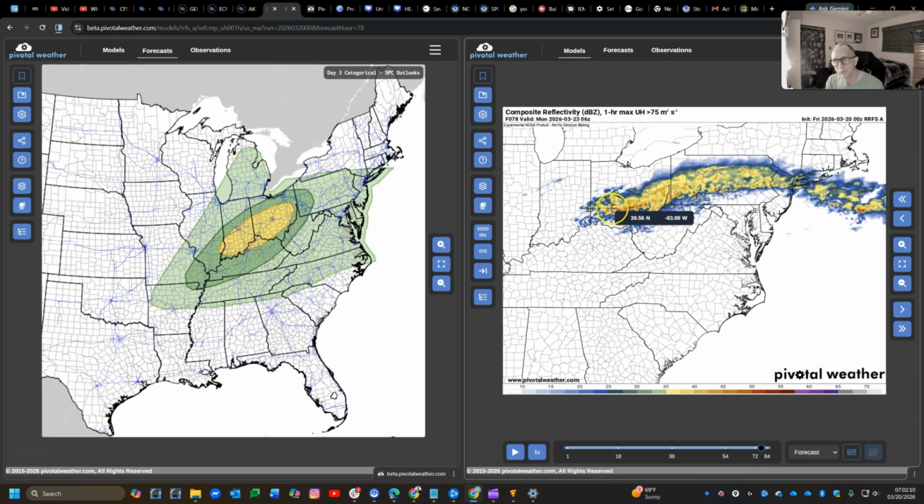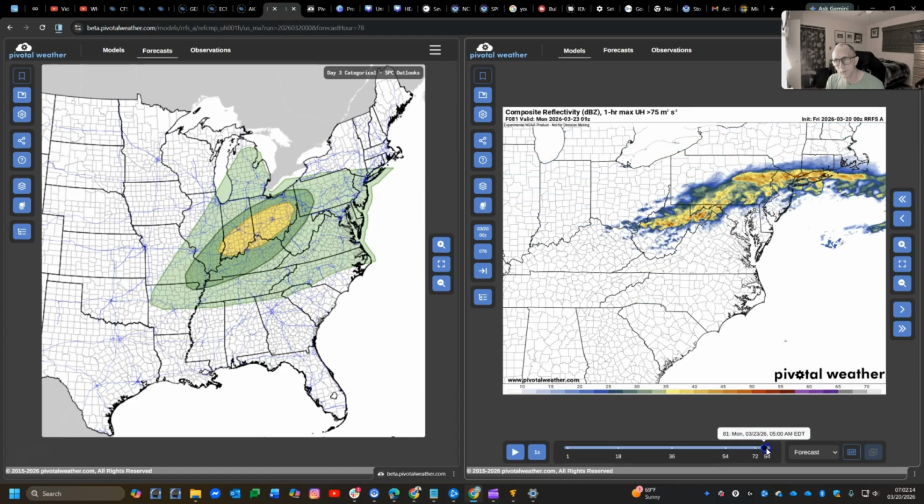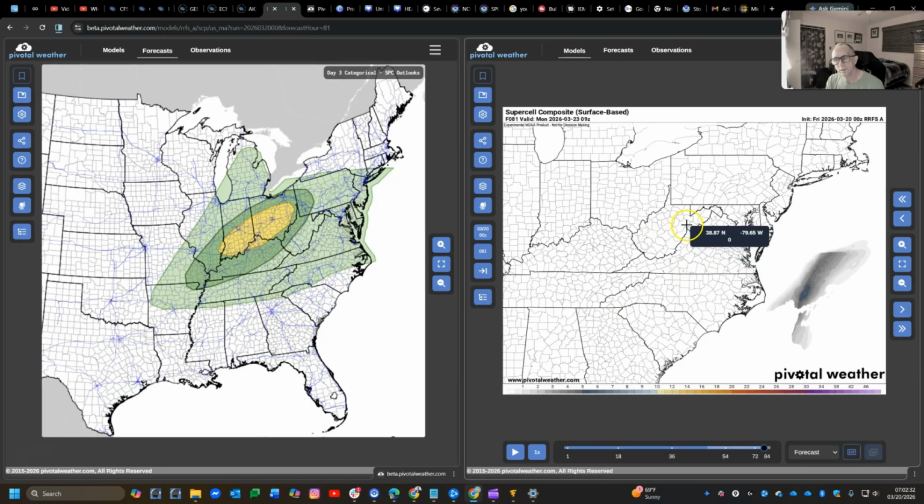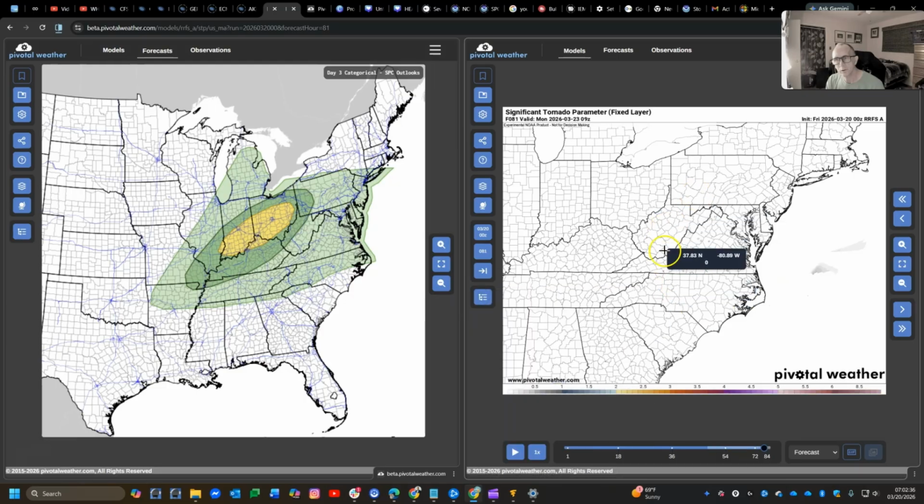Overnight, this is 2 a.m. So the timing of this is overnight hours, okay? And this model shows not a lot of activity here. I mean, no rotating updrafts really, right? But let's look at a few parameters associated with it just to start with here. Supercell Composite, not showing much of anything. Standard tornadoes, not showing much of anything here.